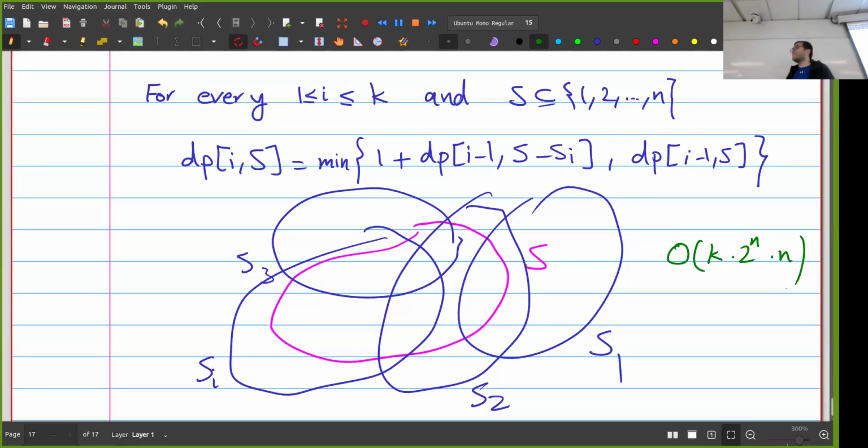That's my total runtime. So my dp of I, S only depends on two previous dp values, but just to figure out which two, I'm spending O(n). That's why the total runtime is like that.